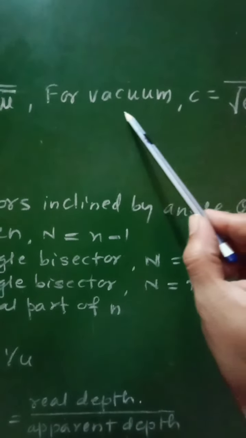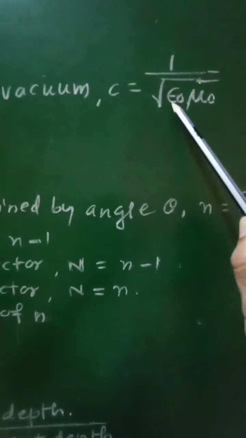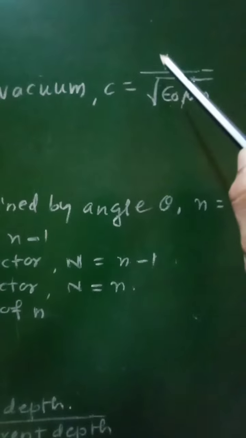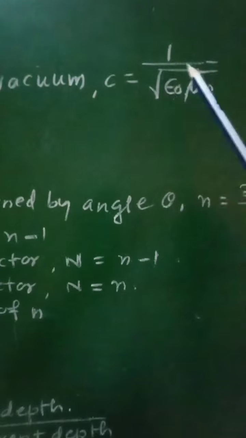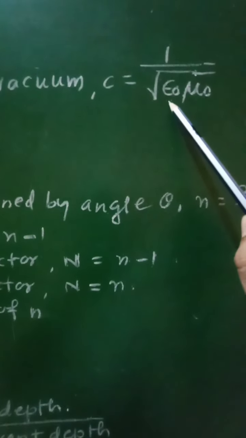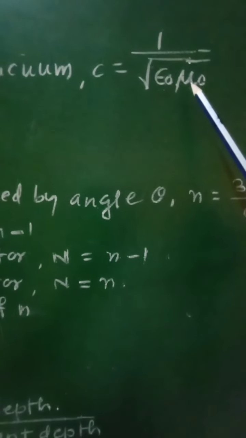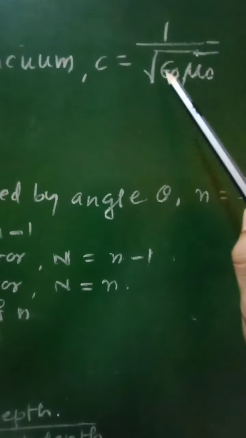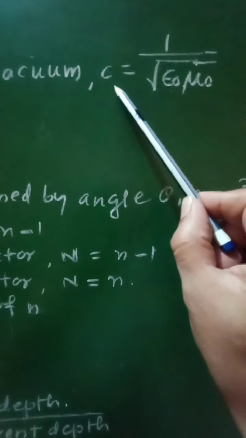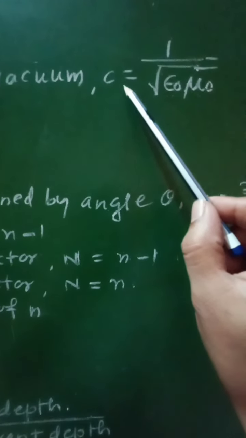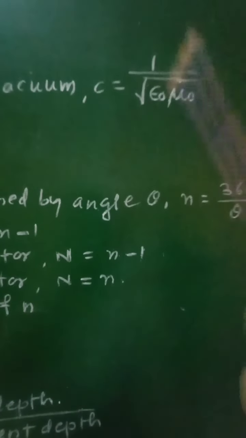Instead of any material medium, if there is vacuum or free space, then when these electromagnetic waves travel through vacuum or free space, its speed c is equal to 1 upon square root of epsilon 0 mu 0, where epsilon 0 is the permittivity of free space or vacuum and mu 0 is the permeability of free space or vacuum. If we put the values of epsilon 0 and mu 0 in this relation, we get the speed of electromagnetic waves, which comes out to be 3 into 10 raised to 8 meter per second.